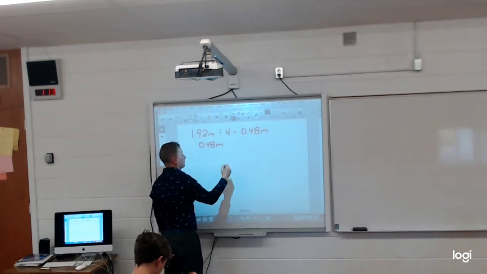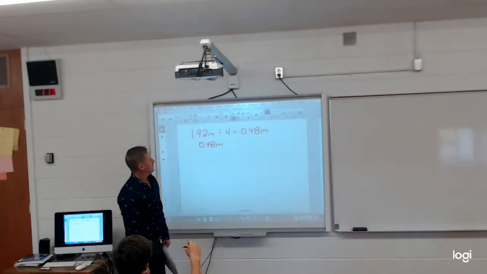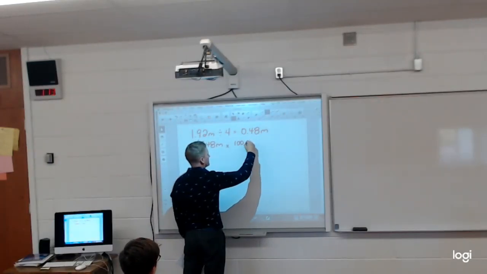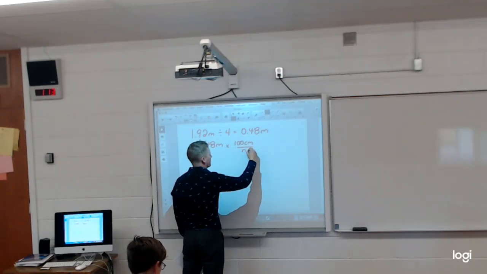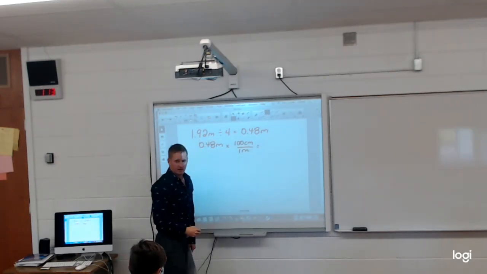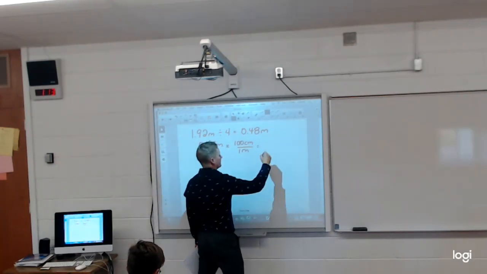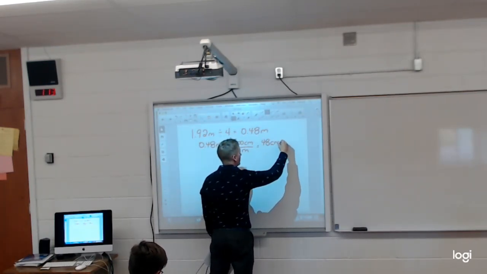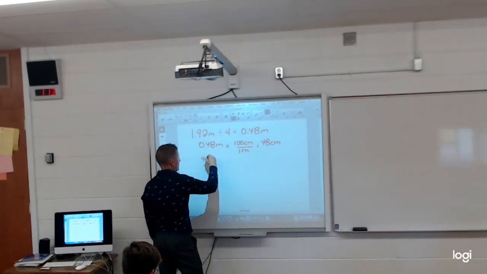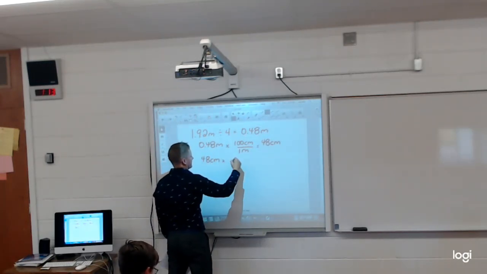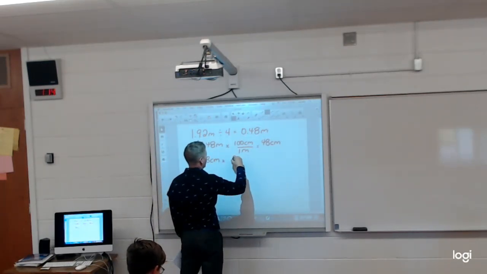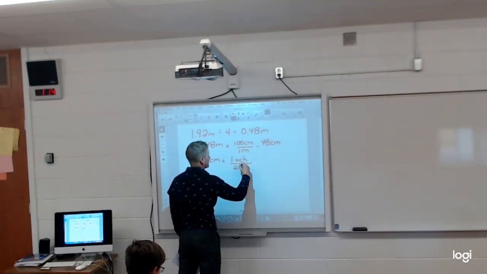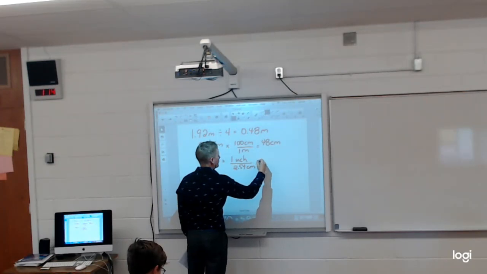What should we do? Times 100. Convert it to centimeters. 48 centimeters. Yeah, I like that idea. 48 centimeters. Okay. So then 48 centimeters divided by 1 inch, which is 2.54 centimeters. That's the best conversion we can use.